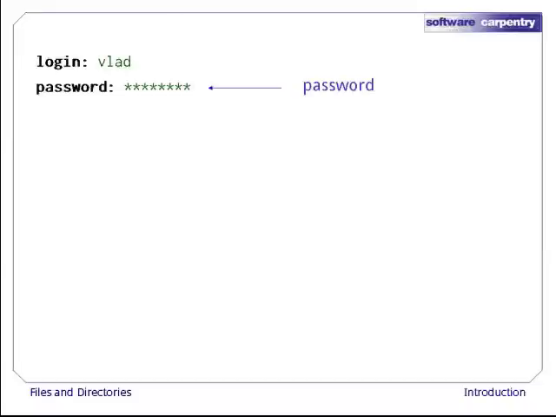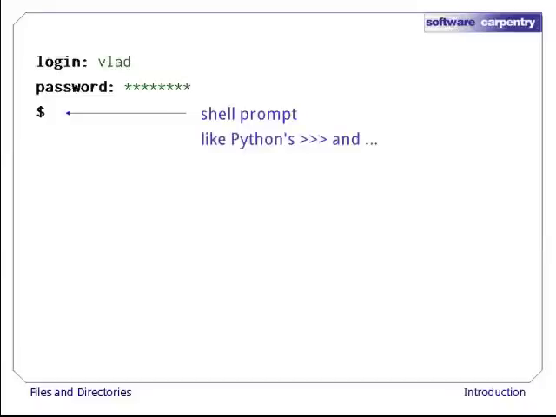Most systems will print stars to obscure it, or nothing at all in case some evildoer is shoulder surfing behind us. Once we have logged in, we'll see a shell prompt, which is usually just a $ sign, but which may show extra information like our user ID. The shell prompt is exactly like Python's triple greater than prompt. It signals that the shell is waiting for us to type something in.